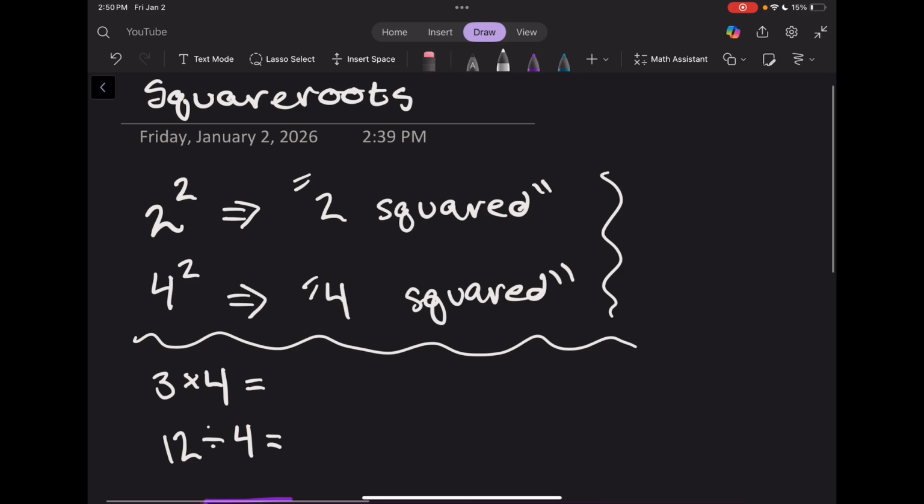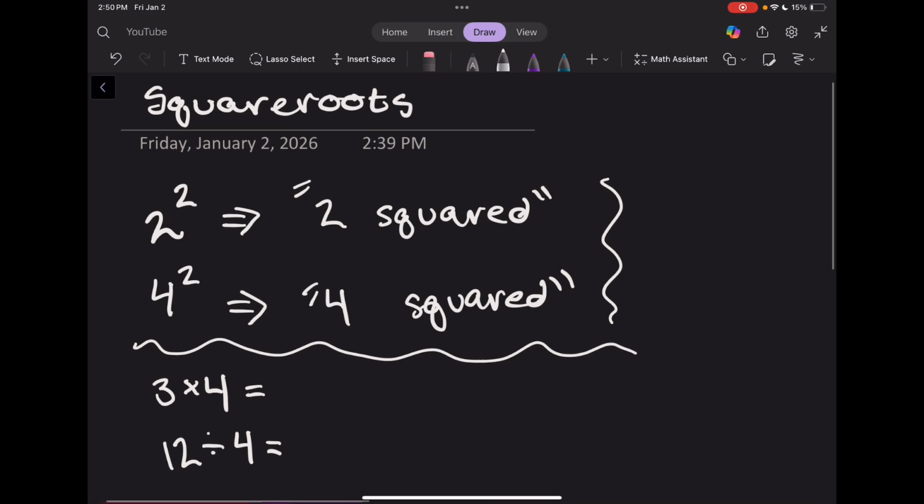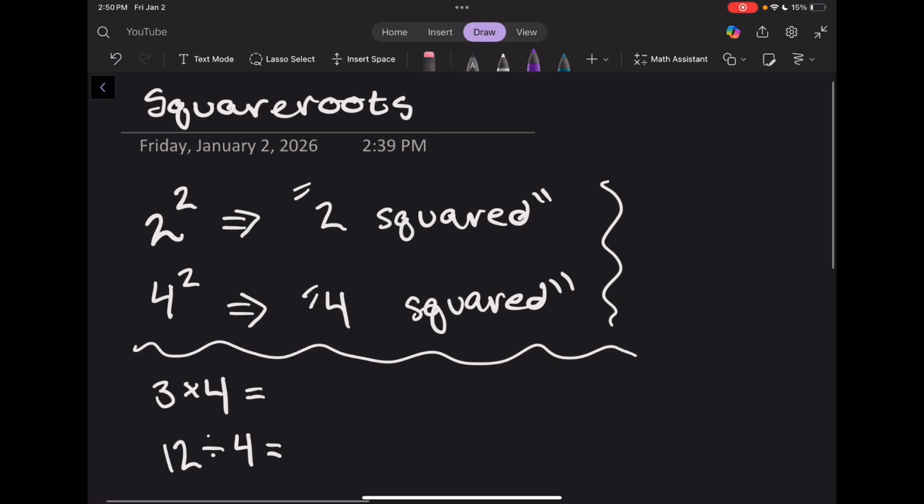Another concept to keep in mind is multiplication and division. 3 times 4, and we know that that gives us 12. 12 divided by 4 gives us 3. So in a way, you can almost see a relation between these two operations. There's some kind of pattern here, right? So it's the same thing with square roots and exponents.